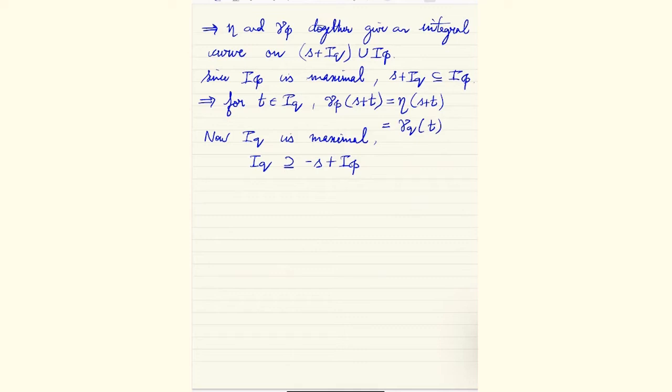So showing that IP is actually equal to S plus IQ. So the maximality of the integral curves is crucial here. Right? So we use that in a central way.